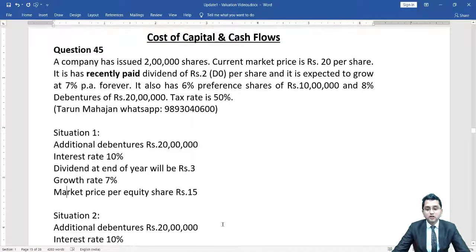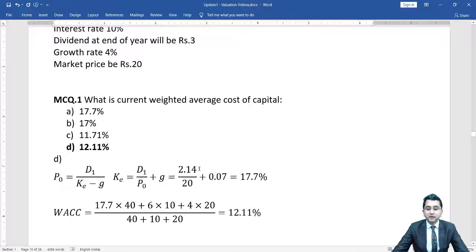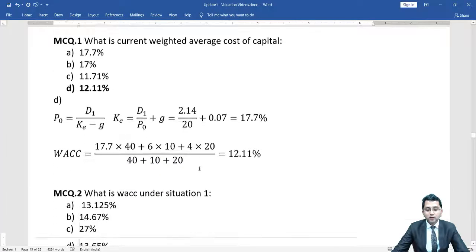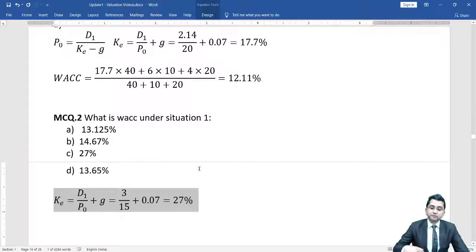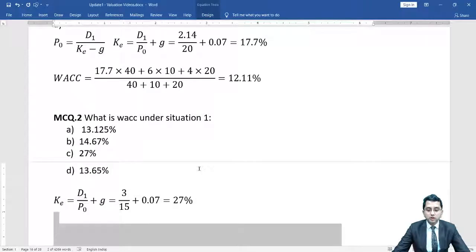Right? Now in situation 1, additional debenture of 20 lakh at 10%. D1, dividend at the end of year is given. So this is actually D1. Growth rate is 7%. Market price is reduced to 15 rupees now in this situation. You must have solved it, but I will tell you. Here D1 itself is given, so I need not apply growth to it. So I'll directly put 3 rupees. Price is not 20, it is 15 now. Growth rate is same as before, that is 7%. So when I solve it, I get cost of equity equal to 27%.